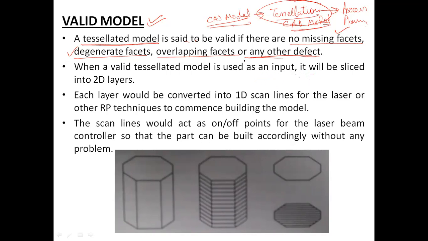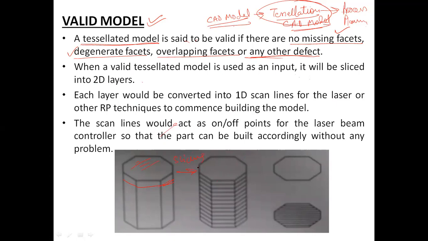So when you have these type of problems, then the model is said to be invalid, and you have to basically rectify these problems using repair softwares or repair algorithms. Now, when a tessellated CAD model is used as an input, it will be sliced into 2D layers. We all know what happens: if this is the model that I'm using, even slices will be cut. So this is the slicing process that has happened.